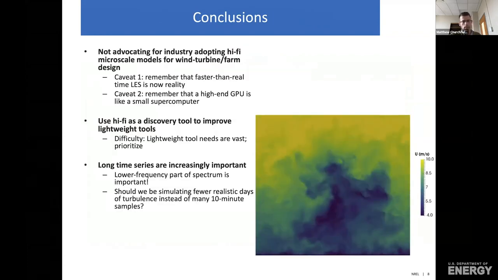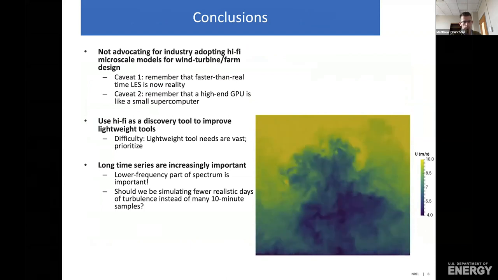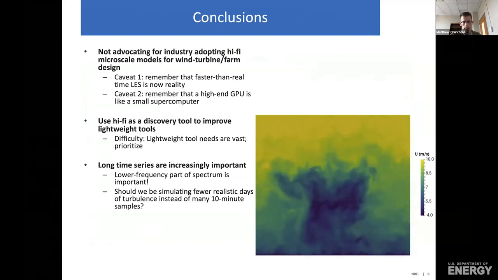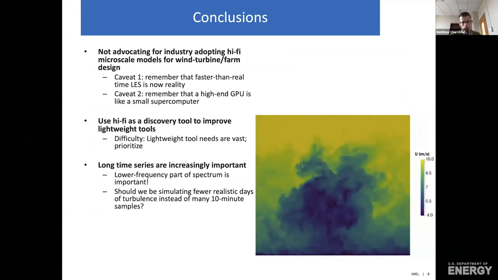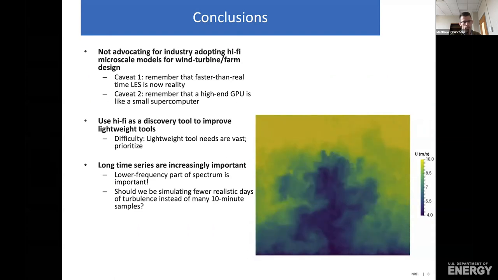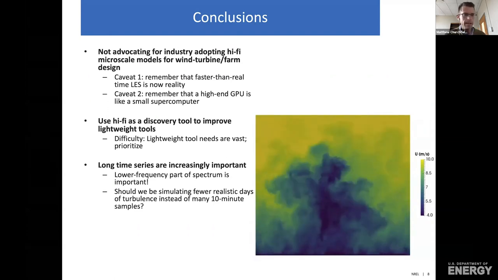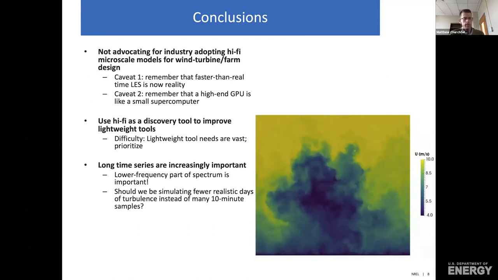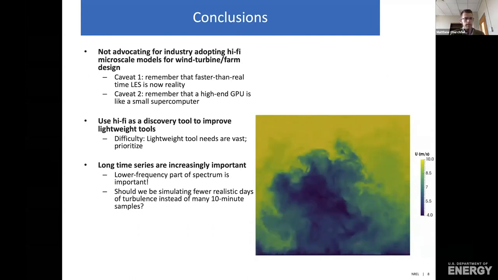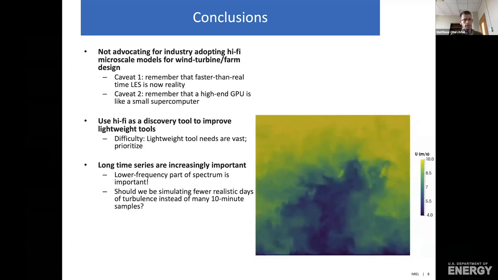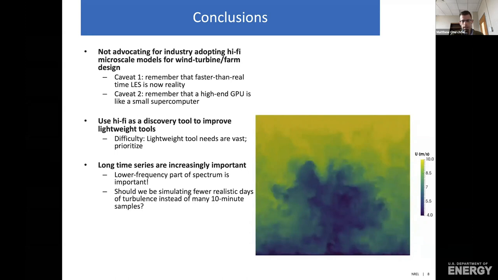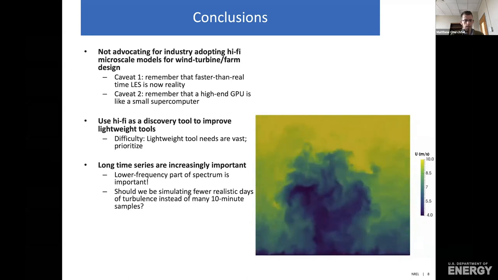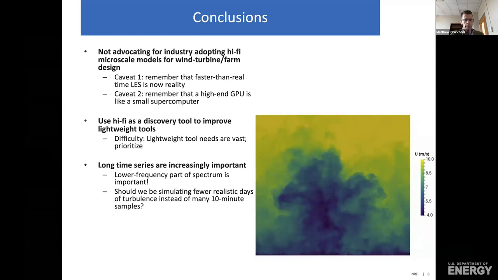So just some conclusions in my mind. And here's an animation of a wake that comes out of high fidelity microscale modeling, just to show that they're really complex. I'm not advocating, and I really want this to be clear in a workshop like this, that industry needs to adopt hi-fi microscale models for wind turbine wind farm design. If industry sees the need for that, great. But I think it's not something that you design wind farms with.